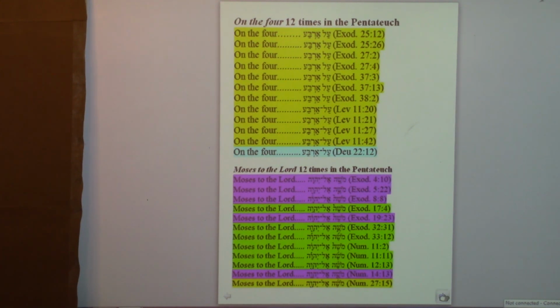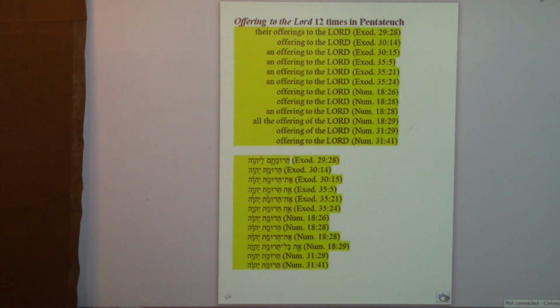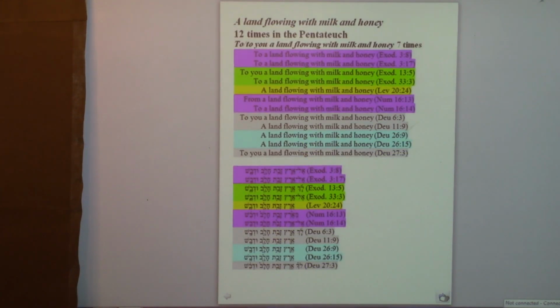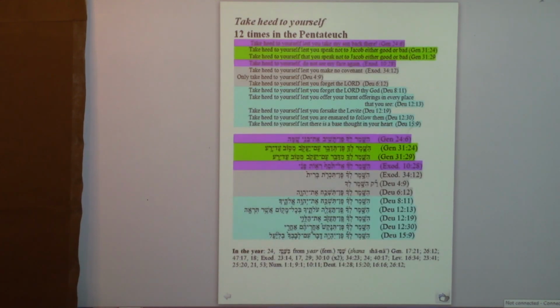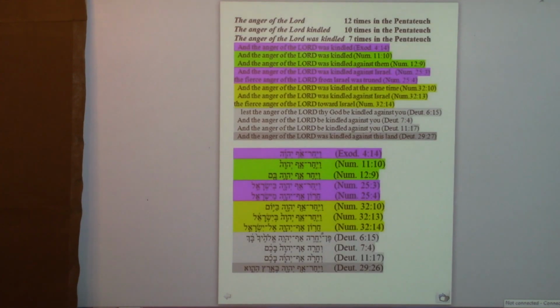12 times. Offering to the Lord, 12 times. And the land flowing with milk and honey, 12 times. To you a land flowing with milk and honey, 7 times inside the 12. Take heed to yourselves, 12 times. Anger of the Lord, 12 times. Anger of the Lord kindled, 10 times. Anger of the Lord was kindled, 7 times. So we have all 3 meters in one example.